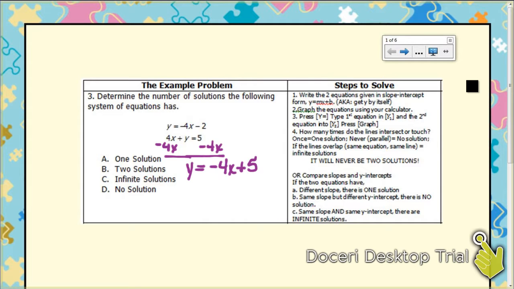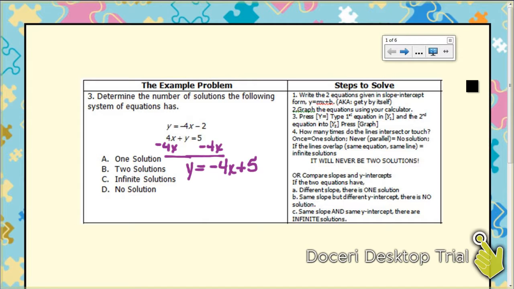So the next step says that we need to now type those two equations into our calculator and then look after we graph them to see how many times they touch or intersect. If they intersect or touch one time, there's one solution. If they never touch because they're parallel, then there's no solution. And if the lines overlap because they're the same equation, so they're the same exact line, then you have infinite solutions. Two solutions will not be an answer choice.